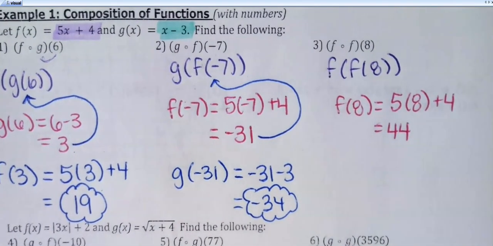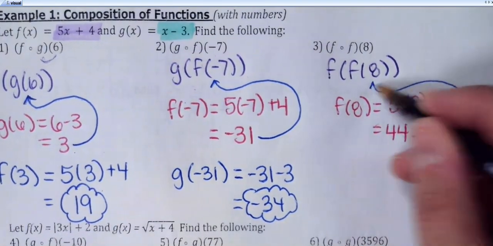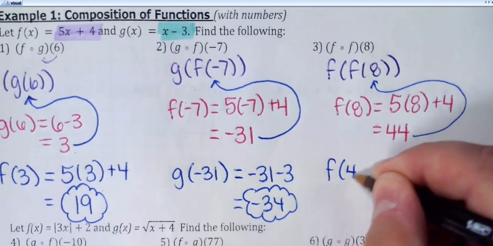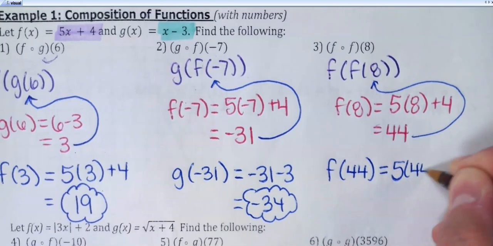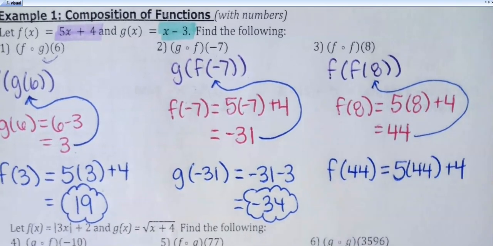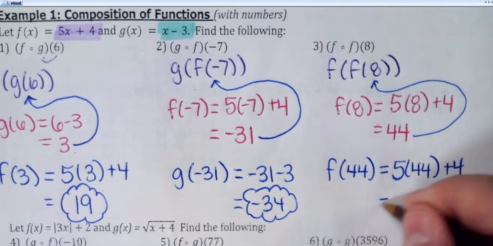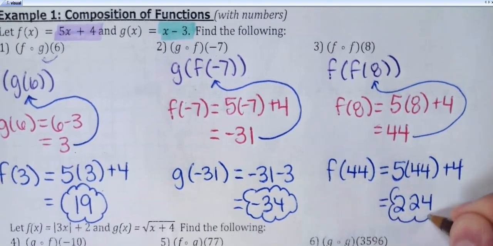And then the only difference between this one and the last two questions we just did is that we're going to plug that back into the same function. So to get my answer here, I'm going to do f with 44 plugged in. Again, I'm probably going to grab my calculator if I'm doing this. So if I do 5 times 44, I'm going to get 220. I'm going to add 4 to that. So my actual answer to the question is going to be 224.